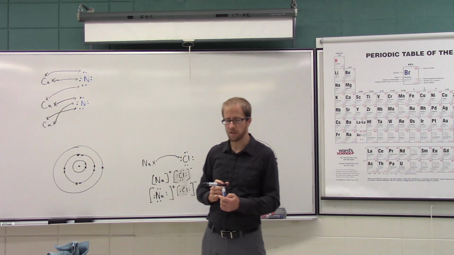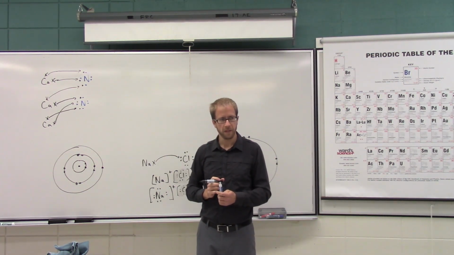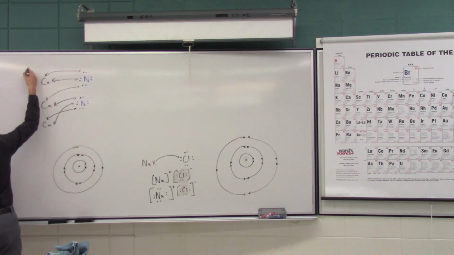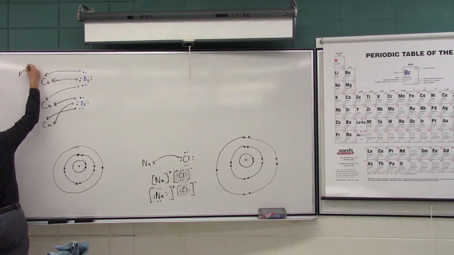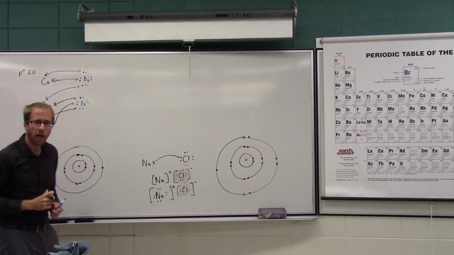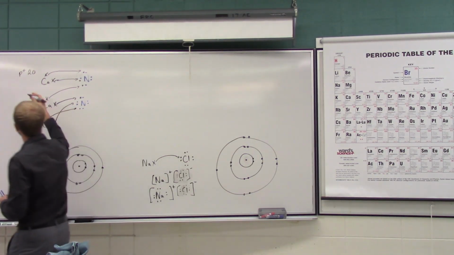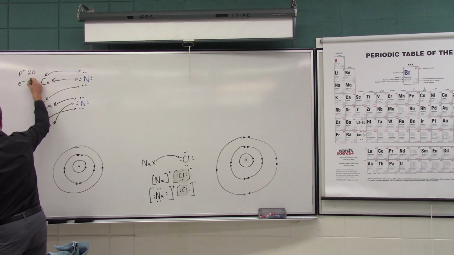How many protons does calcium have? 20. It's 20, right? And in a neutral atom, there are 20 protons. In a neutral atom, how many electrons are there? 20. Yeah, same number of positives and negatives, right? So in a neutral atom, there are also 20 electrons.